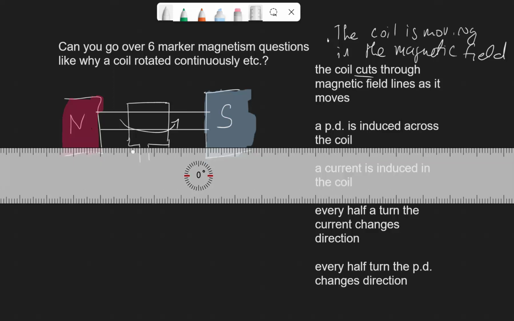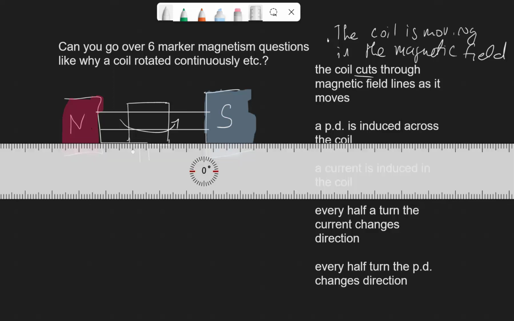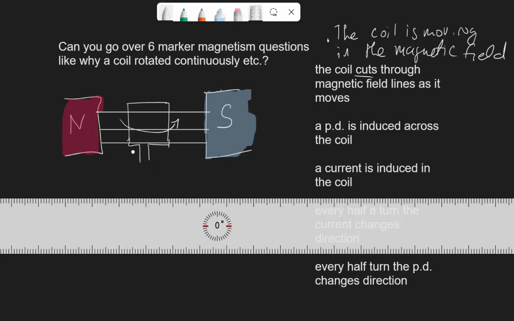So because the field is uniform, they should be more or less equally spaced. There we go, we've drawn 3 of those lines. They're going north to south. We could also use Fleming's left-hand rule if you wanted to determine the direction of the current. That's a whole different story. Okay, now back to the 6 marker. It will cut through the magnetic field lines.